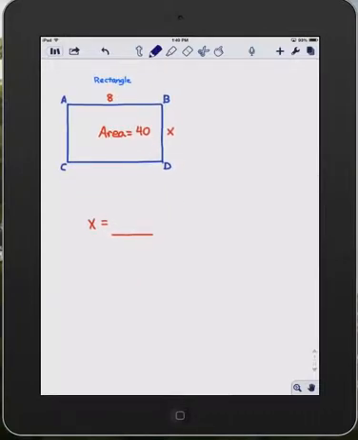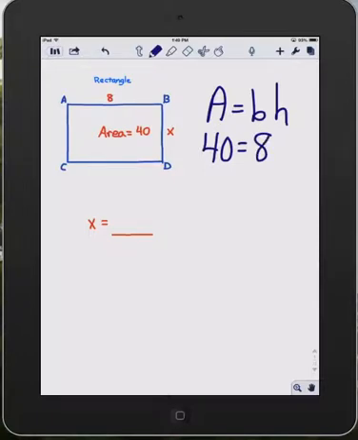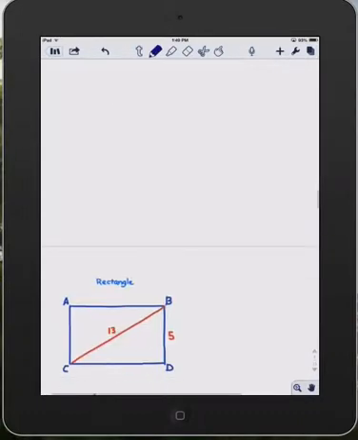Next problem. If the area is known, we still use the same formula, area equals base times height, but now under A we put 40. The base is 8, same as the top segment, and x is the height. So if 8x equals 40, we divide each side by 8, and we have x equals 5, which is the answer to the question.